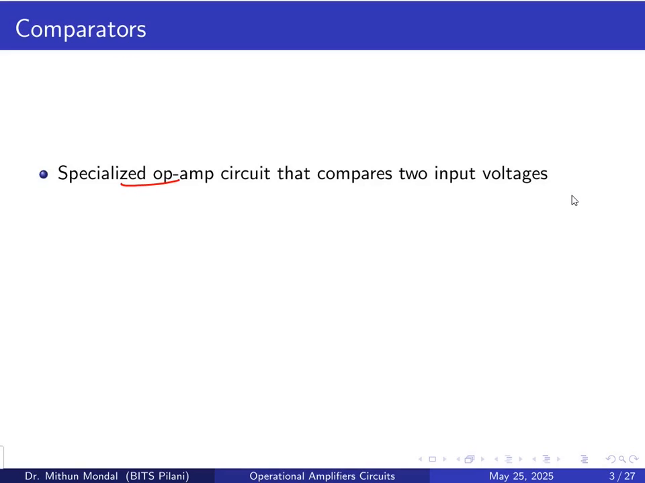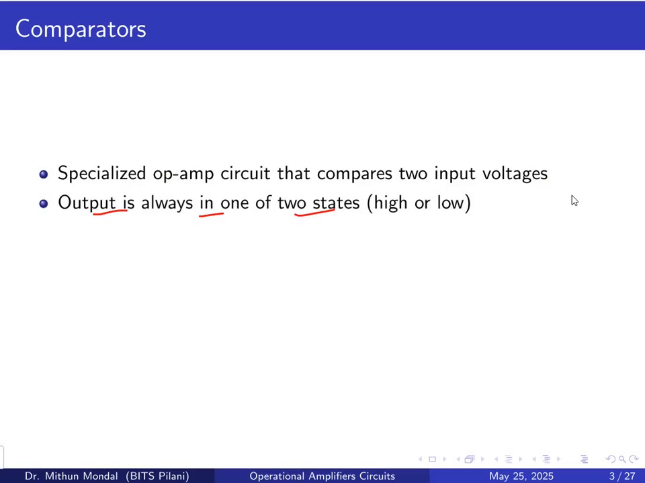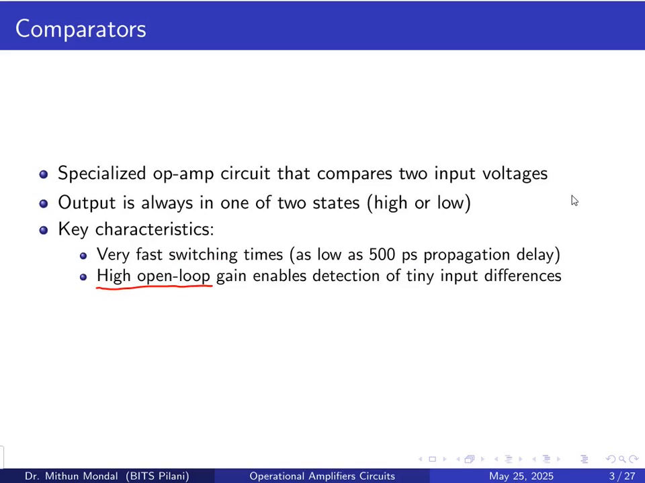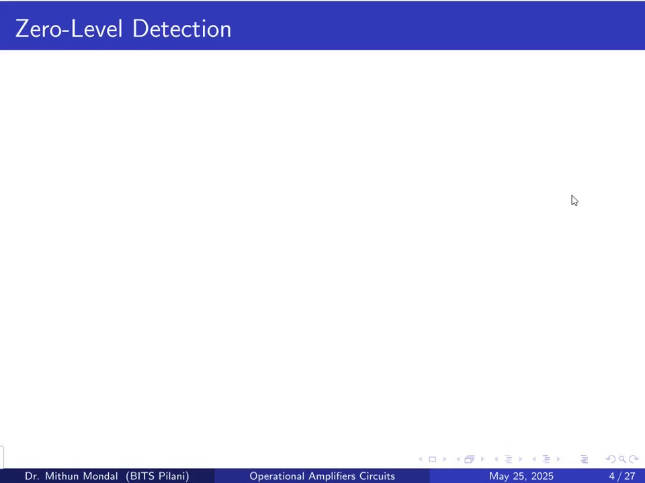These are specialized op-amp circuits that comprise two input voltages. The output is always one of two states, either high or low. The key characteristic involves very fast switching time, as low as 500 picosecond propagation delay, and a high open loop gain which enables the detection of tiny input differences. These comparators are used for analog to digital interfacing.